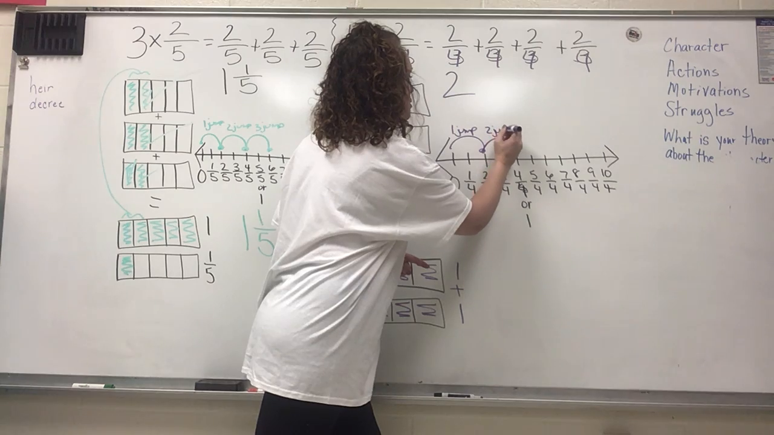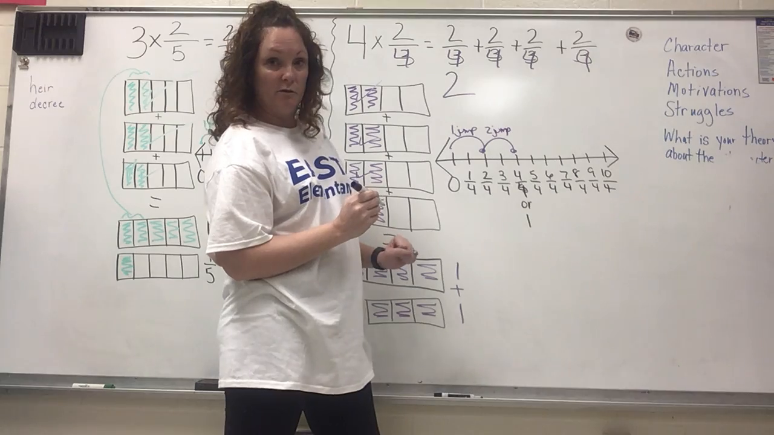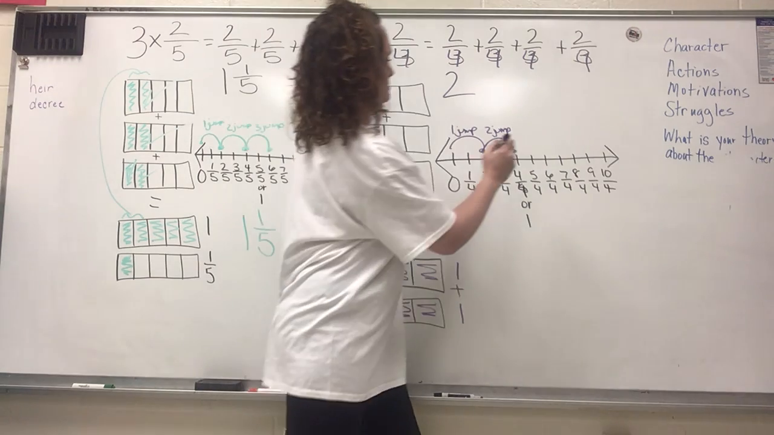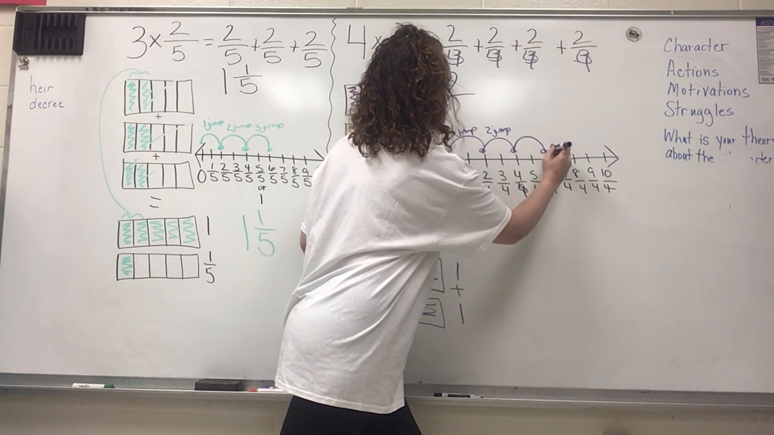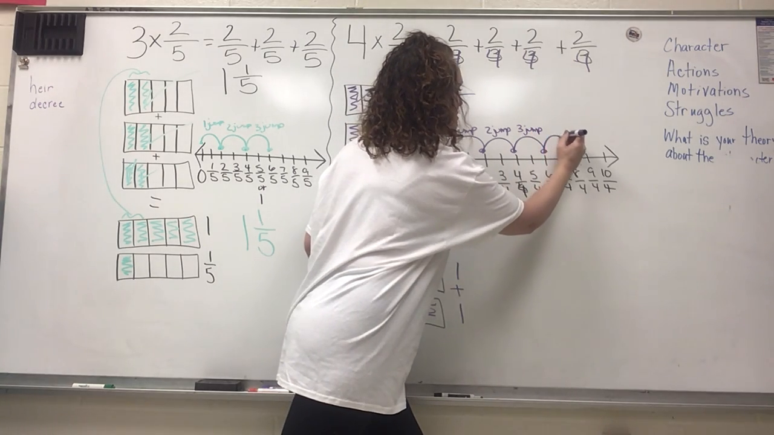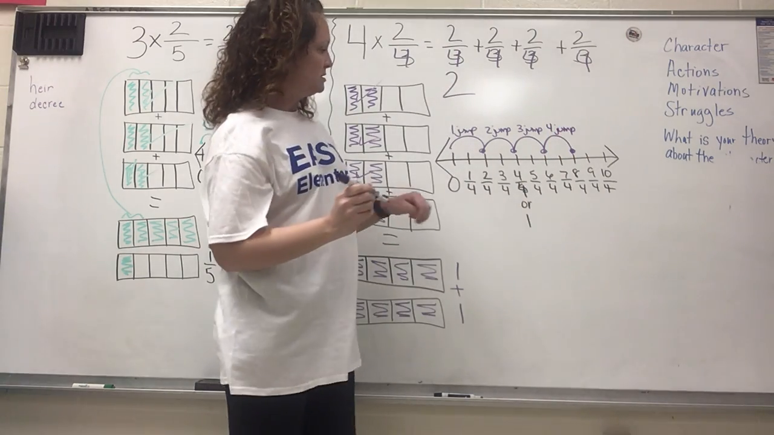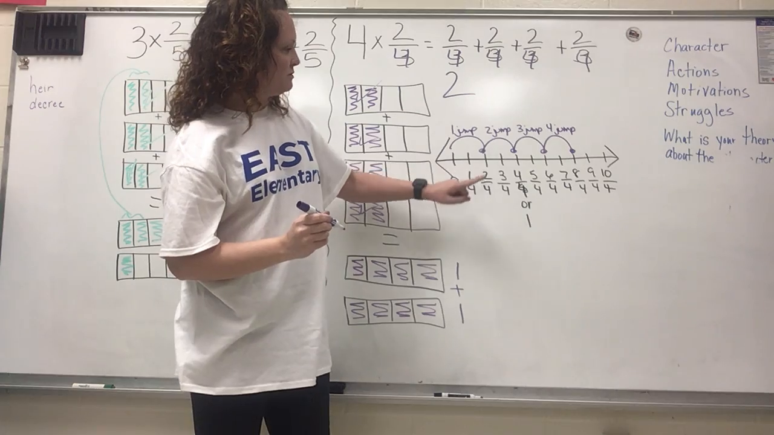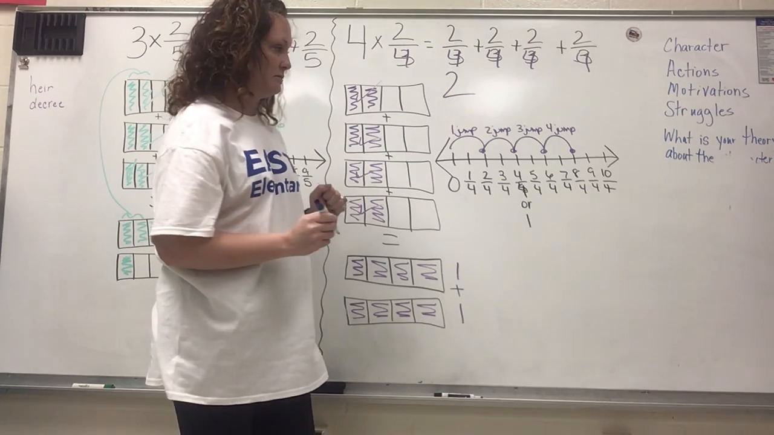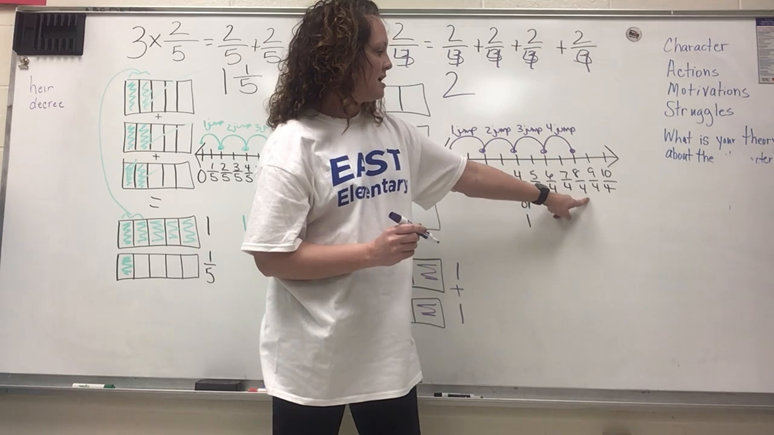Okay? I need another jump. That's my second jump. Okay? And I jumped 1/2. Oh, I gotta go 4 jumps. I need 2 more jumps. Okay? That's my third jumpy. And we got 1 more. That's my fourth jump. Okay, so notice I have 1/2, 1/2, 1/2, 1/2 in there. Okay, so I made my 4 jumps. Where did I end up? I ended up at 8/4.